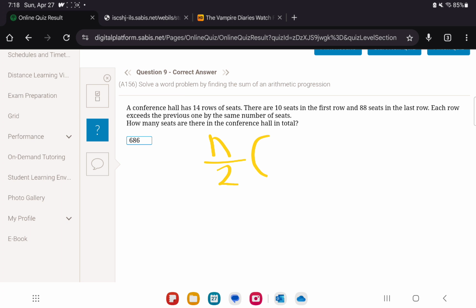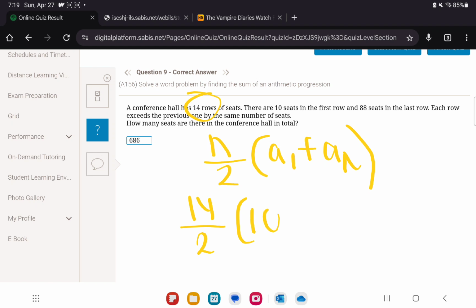So we do n over 2, a1 plus an, where a1 is 10 and an is 88, and we're trying to find n. Actually, we're not trying to find n, we're trying to find the sum. So 14 over 2, because there are 14 rows, times 10 plus 88, is equal to 686. That's it.